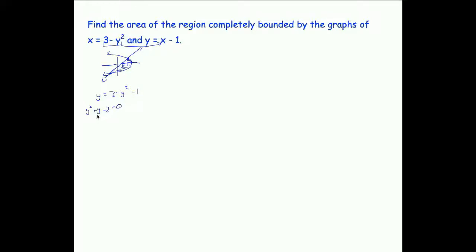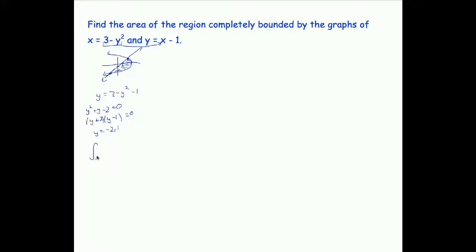That's equal to 0. And the y values where they intersect, we can find that by factoring. We got y plus 2 and y minus 1 equals 0. So y equals -2 or 1. So those are going to be our values that we'll use for our definite integral, because we're going to integrate in terms of y.